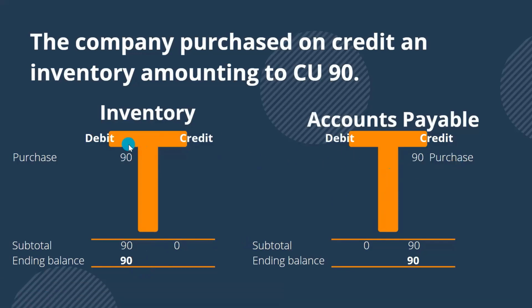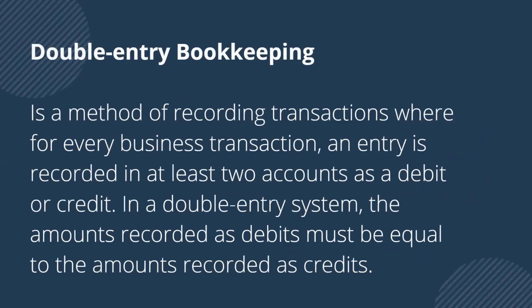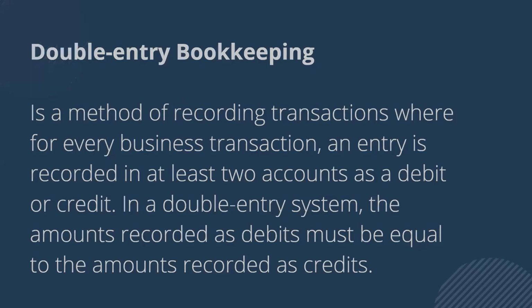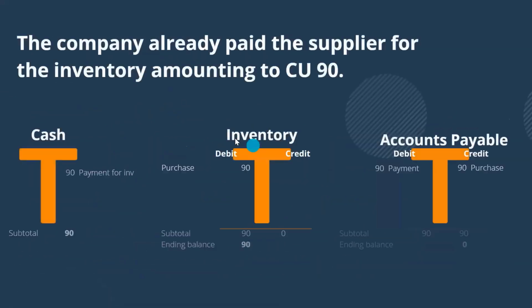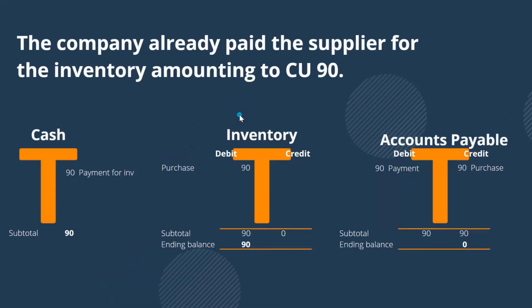So for every debit, there is a corresponding credit, and that is what we call double entry bookkeeping. Double entry bookkeeping is the method of recording transactions where for every business transaction, an entry is recorded in at least two accounts as a debit or credit. So in a double entry system, the amounts recorded as debits must be equal to the amounts recorded as credits. Okay? Let's take a look at another example.